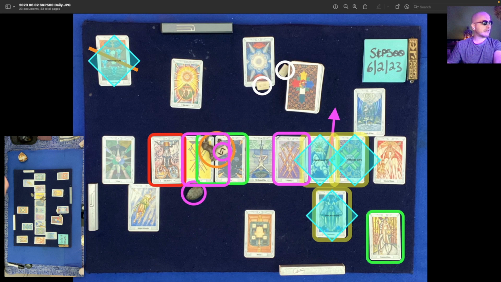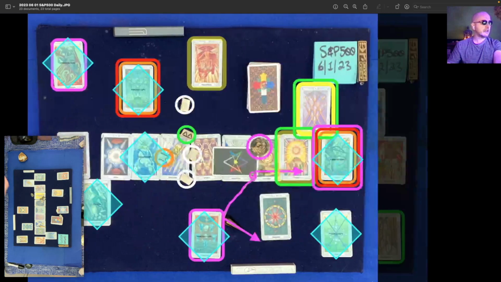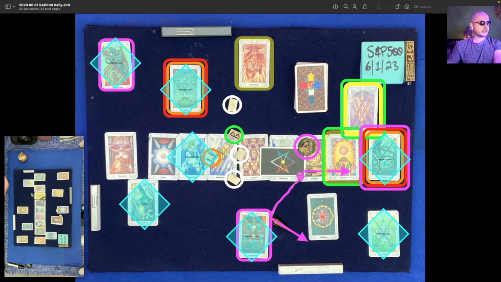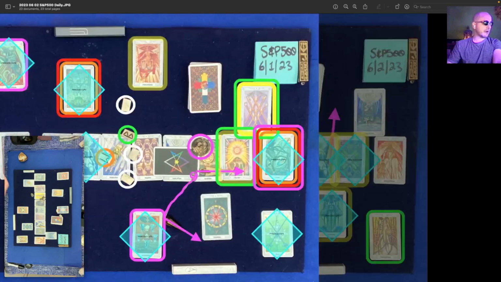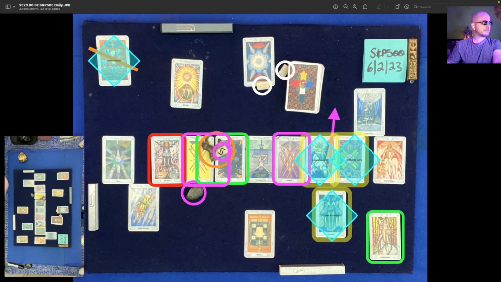What's important to point out is that we have the disappointment card here. The disappointment card was a trade correlation and the low significator for the prior day, meaning that we probably see a lower price level here early in the morning.